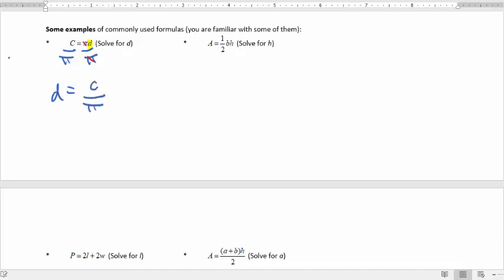And there's nothing else that can be done there. It's just d equals C divided by pi. And now it's solved for d in terms of C. So that was as straightforward and simple as it gets.